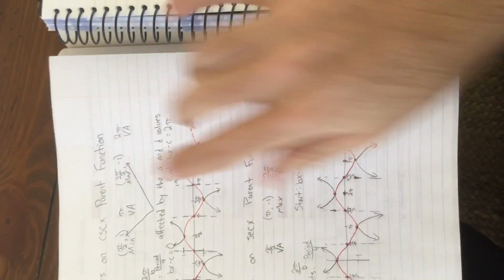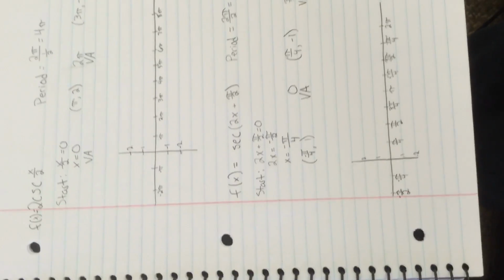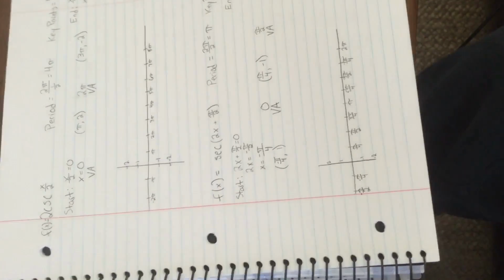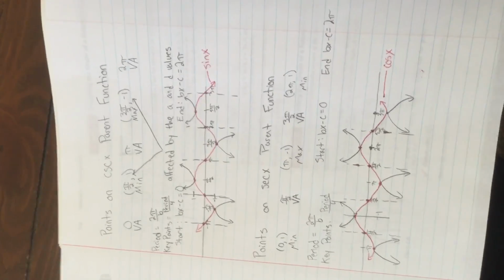Morning. I'm going to go through a couple examples of cosecant and secant graphs so that you can work on your 4.6 Part 2 homework. I'll go through the notes on this as well as two examples here, one of cosecant and one of secant. So I just have some notes here.